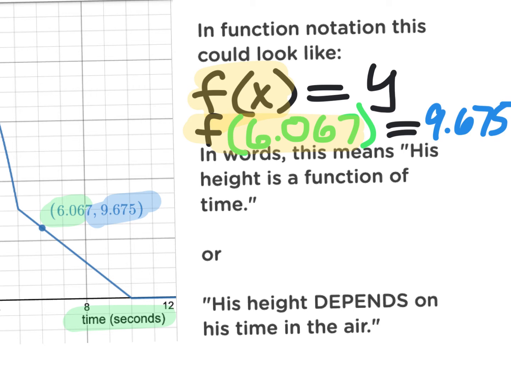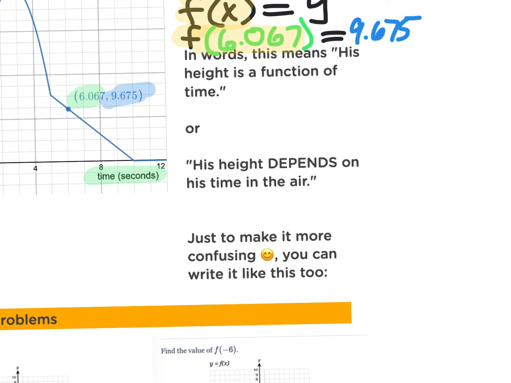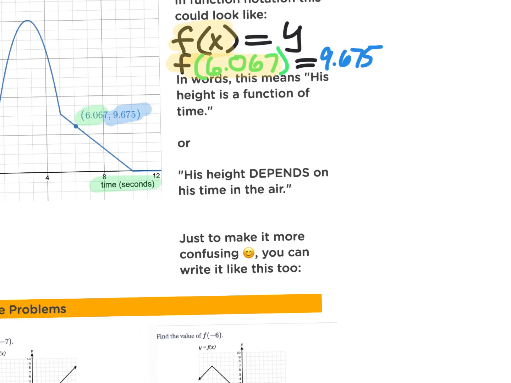We don't always use the letter F for function, as if we can't be confusing enough. Sometimes, and this is where I scroll down here, sometimes just to make it more confusing, smiley face, we don't necessarily use the letter F, because in the context of this situation, we're talking about height, okay?